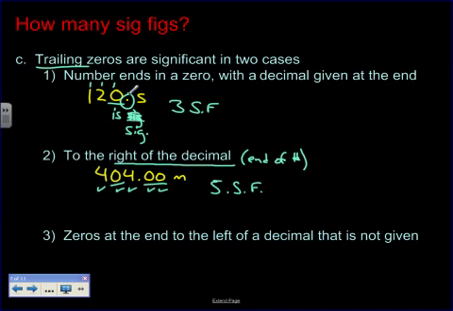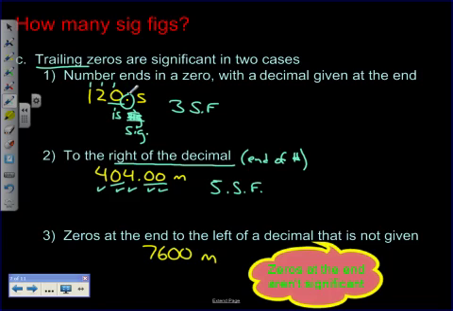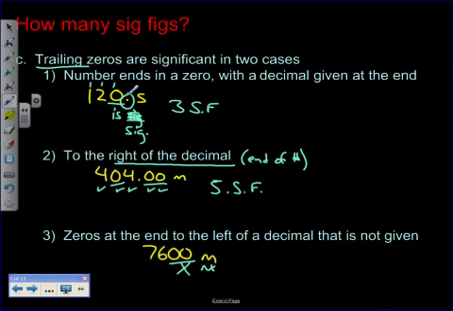Now the last case, and this is the one that starts to trick people up. This is the one that makes it really hard to do rounding and stuff like that. If you look at a number like 7,600 meters here, the zeros are not significant. They would be significant if we went back to rule 1 and there was a decimal given. But if the decimal isn't explicitly stated, those zeros are not significant. So the only thing that's significant in this case is the 7 and the 6. So we got 2 sig figs in that number.